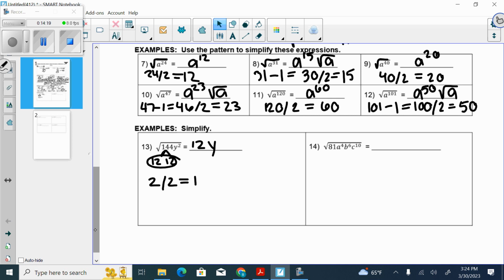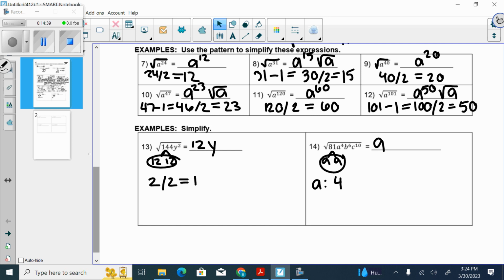Okay. Number 14. Is there a perfect square root of 81? 9. Right, I would get a pair of 9s. So I bring out a 9. All right, so then we've got a couple variables. So let's start with A. What's A's exponent? 4.